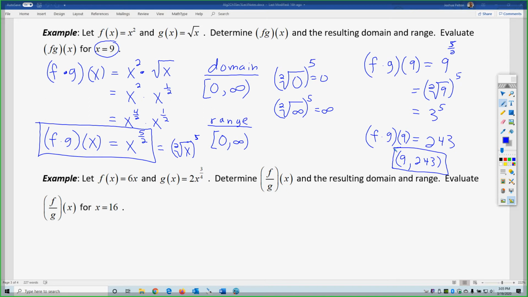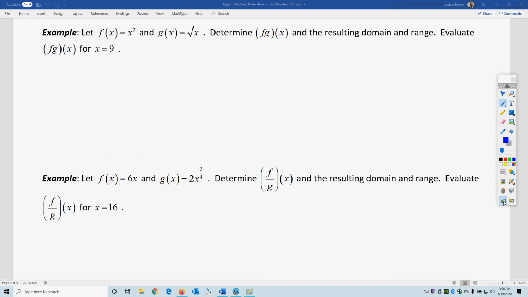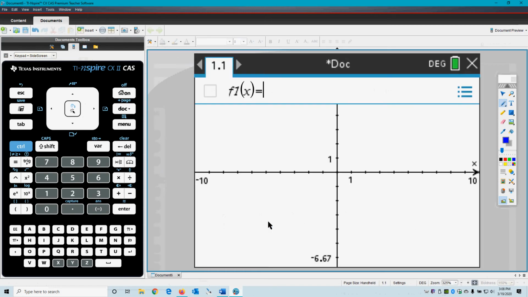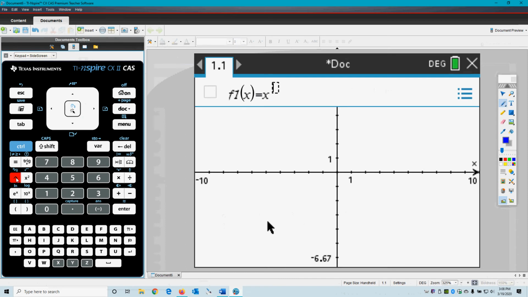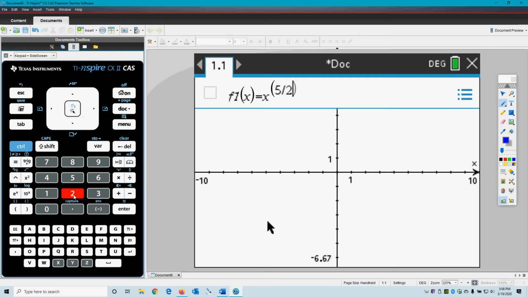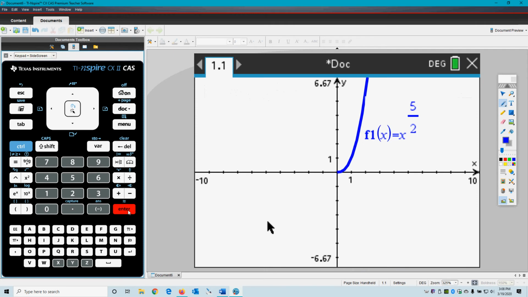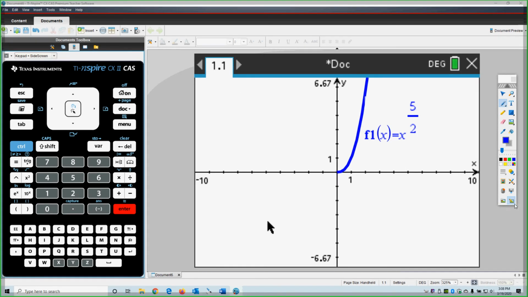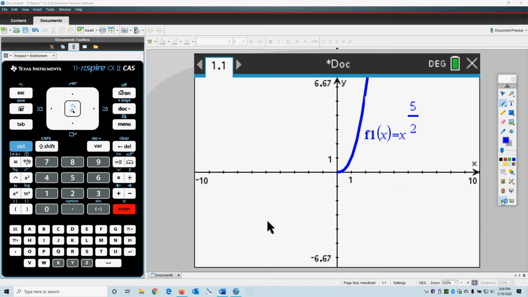Okay, so we're saying 0 to infinity for domain and range for x to the 5/2 power. Let's check that out on the graph, see what that actually looks like. So graph x to the 5/2 power, enter, and looks like that's actually true. So domain, we go 0 to infinity, and range we go 0 to infinity, so I think we're fine there. Okay, let's try the next problem, which is division.